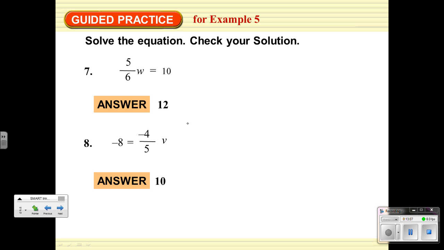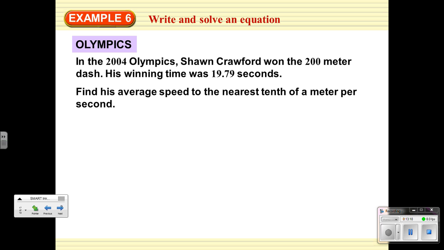Okay, I just want to tell you, they're not always going to come out to these nice whole numbers like 12 and 10. They may come out as a fraction, and that's okay. All right, we're going to skip this. I'm going to let you bring your notes to class. We will do this in class tomorrow, and we'll do our assignment after we do this in class.